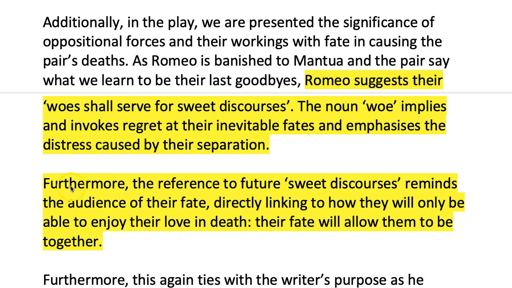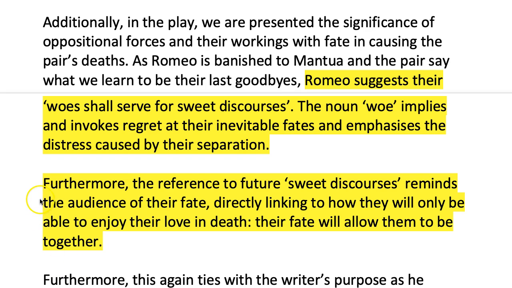Furthermore, the reference to future sweet discourses reminds the audience of their fate, directly linking to how they will only be able to enjoy their love in death. Their fate will allow them to be together.